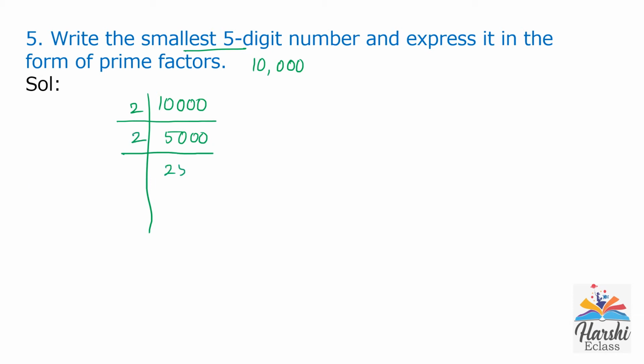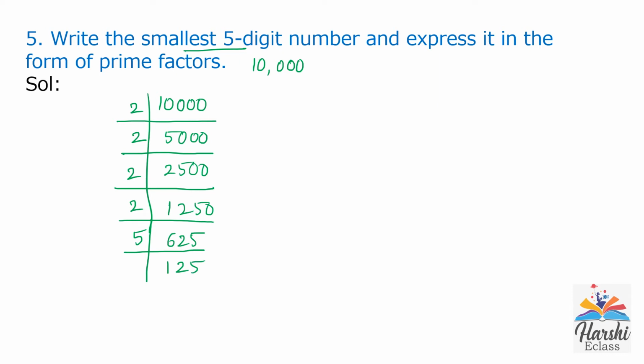2, 2,500. 2, 1,250. It is also an even number, so divisible by 2. 2, 625. 625 is ending with 5, so it is divisible by 5 only. 5 125s are 625.